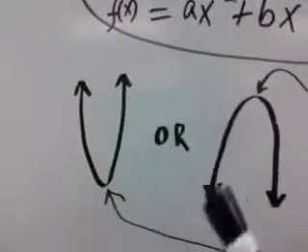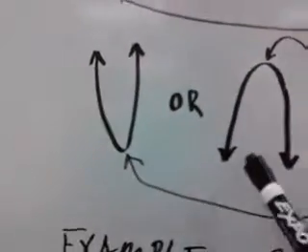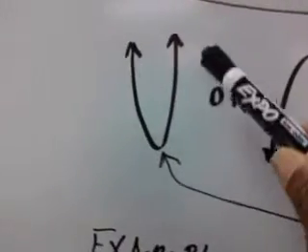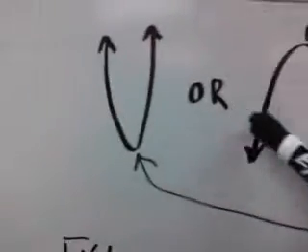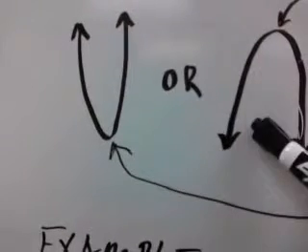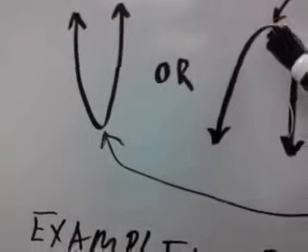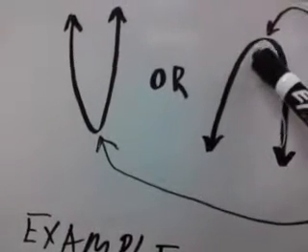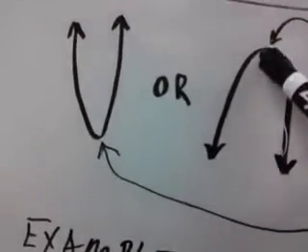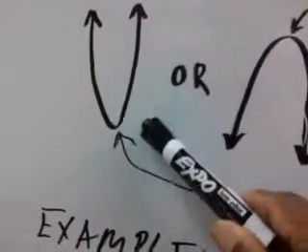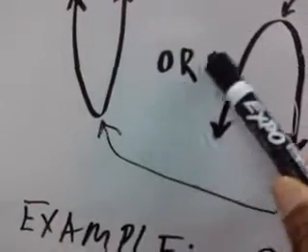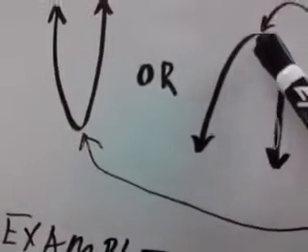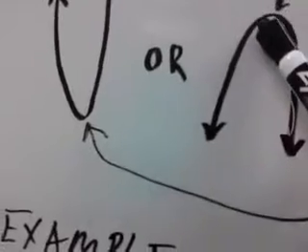Now, quadratic functions, when you graph them, they always look like this or this. It looks like a U or an upside down U. That's how the quadratic function looks. Now, this point here is called the vertex of the quadratic function. It's the highest point or the lowest point of the function. And the vertex has an x-coordinate and a y-coordinate.